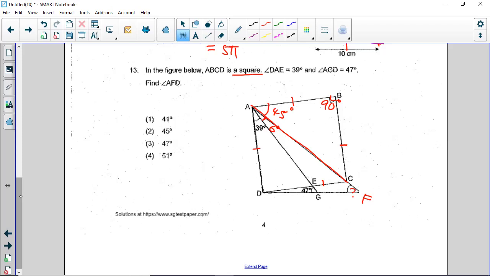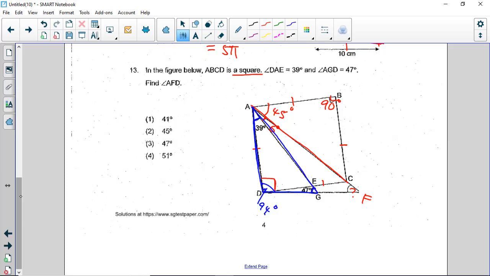What else can you find? Can you see there's a right angle here? Draw it a little bit bigger. Why a bit bigger? Because can you find this angle over here, the blue angle? Now, this is a triangle, the blue triangle. So how do you find the blue angle? You take 180 minus 39 minus 47. So 180 minus 39 and minus 47, you get 94. So the blue angle is 94 degrees.